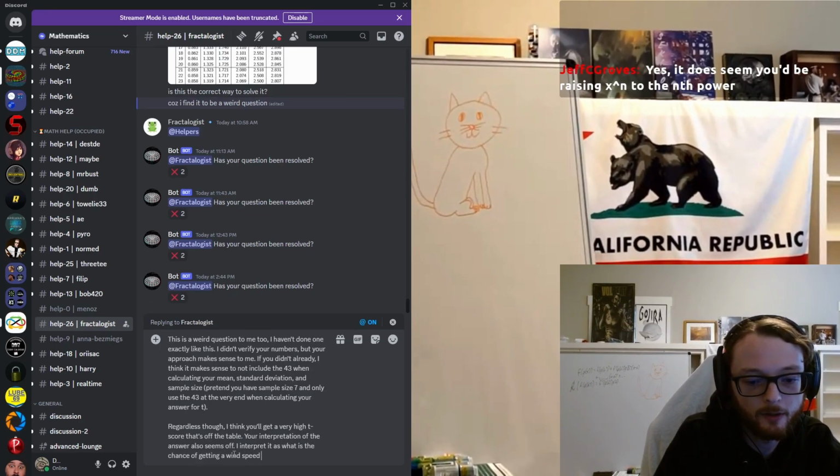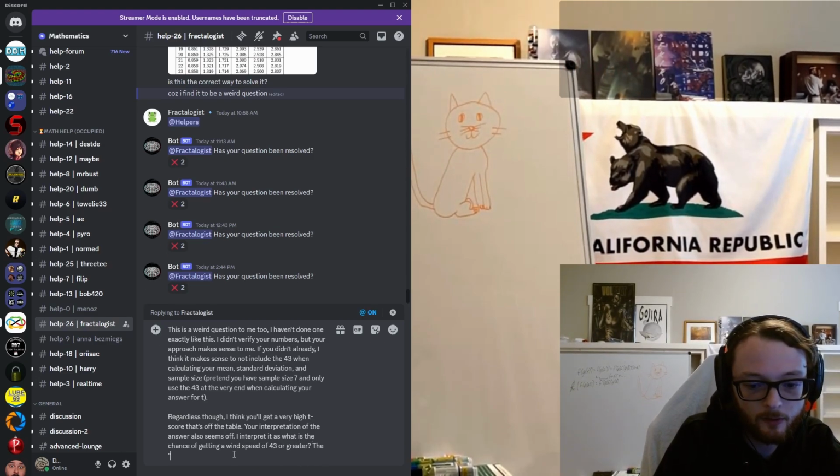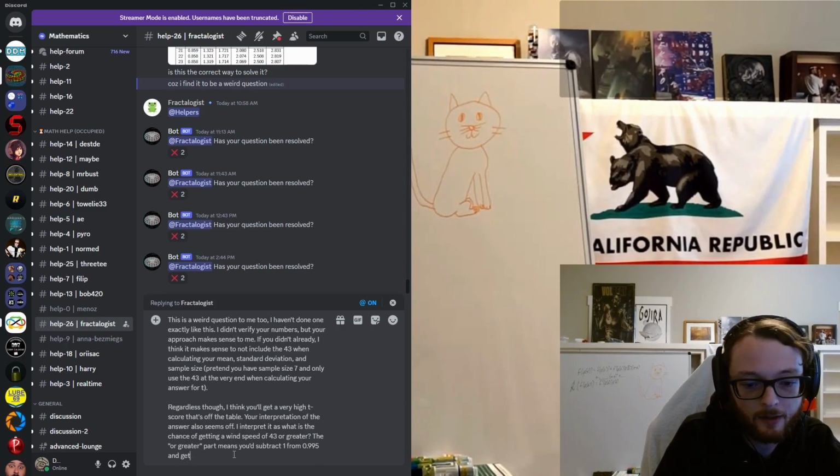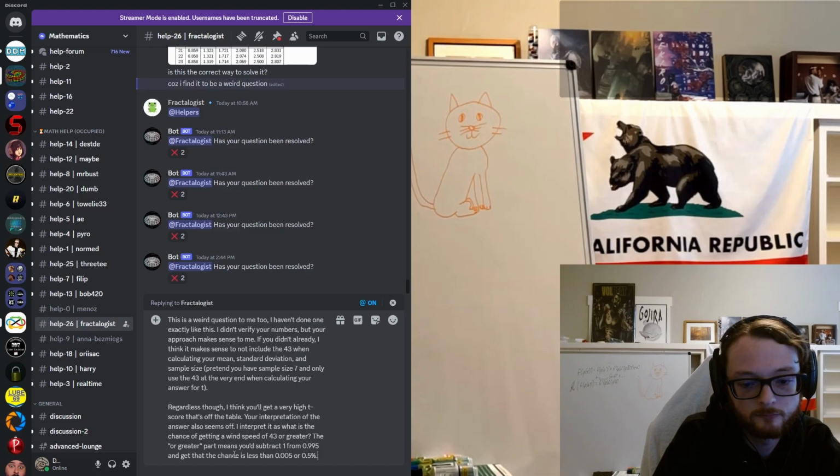Getting a wind speed of 43 or greater. The "or greater" part means you'd subtract 1 from 0.995 and get that the chance is less than 0.005, or 0.5%. Interpret the question.